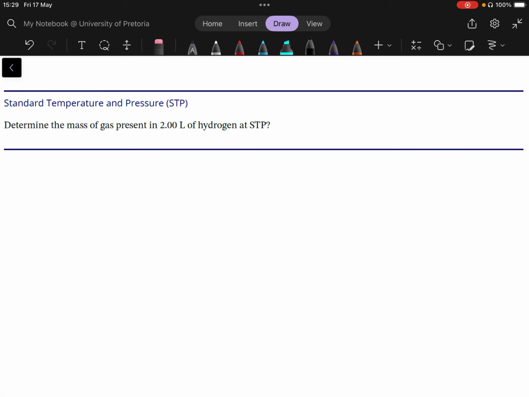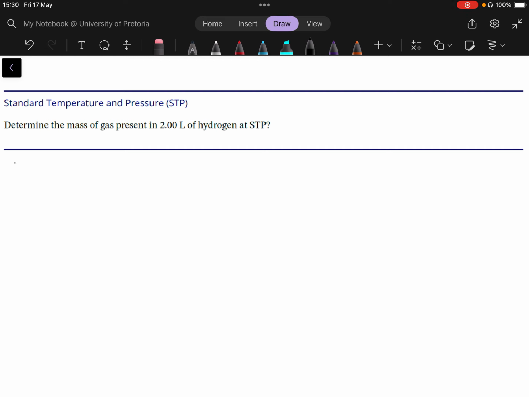Hello, so let's look at what standard temperature and pressure, STP, means, and we'll just look at a short example of how to apply that. So we're asked, determine the mass of gas present in 2 liter of hydrogen at standard temperature and pressure. So it tells us we have 2 liter of hydrogen gas. We want to determine, first the number of moles, and then the mass of hydrogen present, if there's 2 liter of it at standard temperature and pressure.